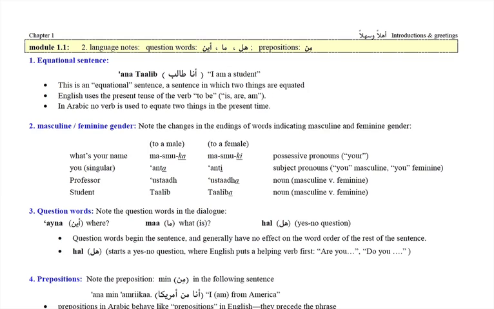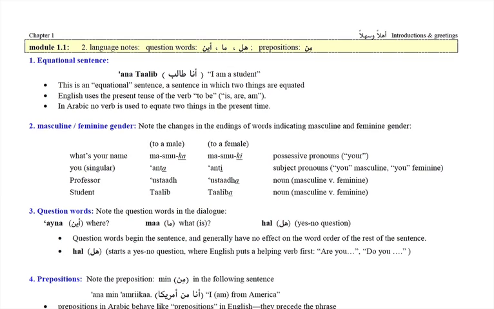Number 3 has to do with the question words. So most of these question words are simply one-to-one reflexes of the question word in English. So aina means where. Ma is what. And the third one here, however, it has no equivalent in English. That's hal. It is a marker put at the beginning of the sentence to indicate a yes or no question. Remember in English that we would put the helping verb first or the main verb in the sentence first. Are you an American? Do you have a light?